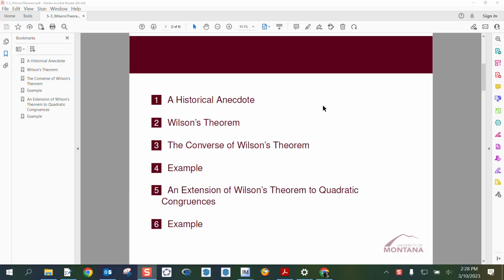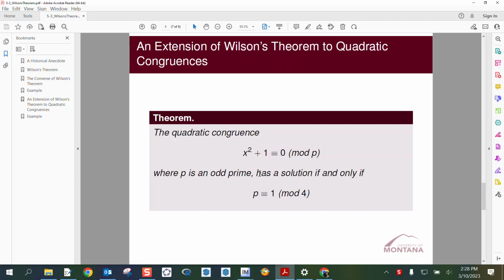Okay, so where are we at? We've talked a little bit about Wilson's theorem and about how the converse of the theorem is not very useful, but it is true. And then we did a quick example. So where we're at right now is this fifth bullet. Let's go ahead and go to that page, extension of Wilson's theorem to quadratics.